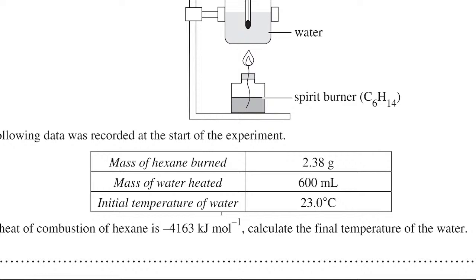So, times it by 1,000. And you got, oh my god, mcΔT. Mass, we got mass. Mass of water heated. So do I add them two together? I think I would add them two together. Let's just have a look.